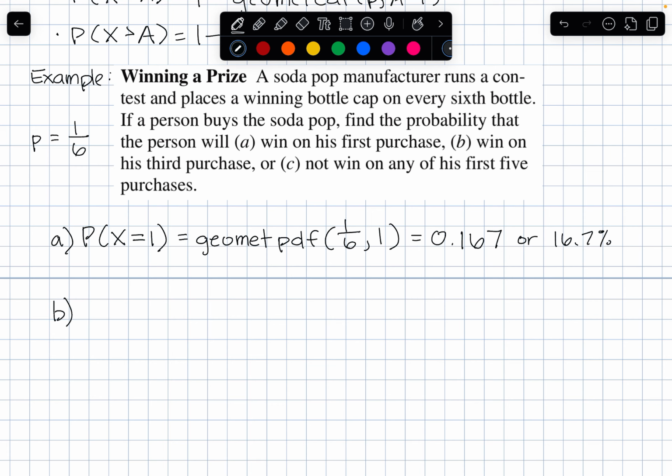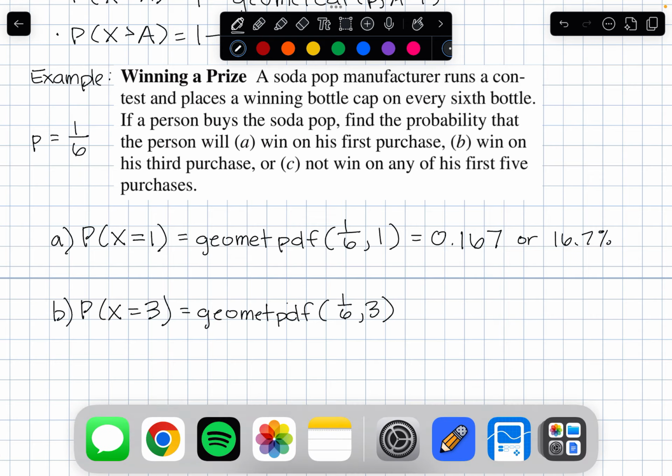The next one will look a little different. The next one says win on his third purchase. P(X = 3) occurs on a specific trial. So geometpdf for an exact value: 1/6, comma 3. So I'm going to pull the calculator up again.